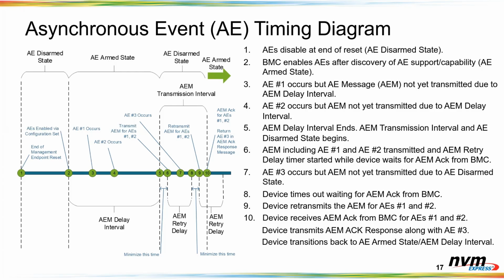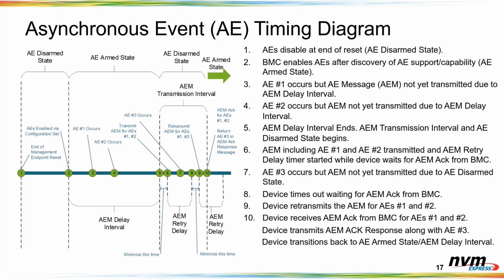So at step 1 on the far left of the diagram, the device comes out of reset and all asynchronous events, or AEs, are disabled by default, and the device is in the AE disarm state, where AE disarmed means that any events that occur will not result in the device transmitting an asynchronous event message, or AEM. There are standard commands that allow a BMC to determine if asynchronous events are supported, and if so, which ones. And once the BMC determines which asynchronous events are supported, the BMC can enable those events that it is interested in, as shown in step 2.